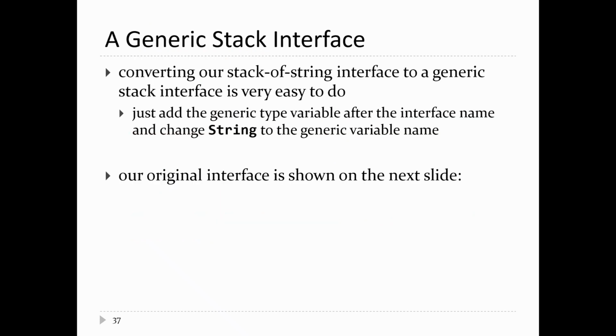Now, what about the interface? Well, the interface is even easier to do. Remember we made an interface for stacks. If I want a generic stack class, then it makes sense to turn the interface into a generic type as well. Our previous stack interface was for stacks of strings. If I want to turn it into a generic type, I just change every string to E.